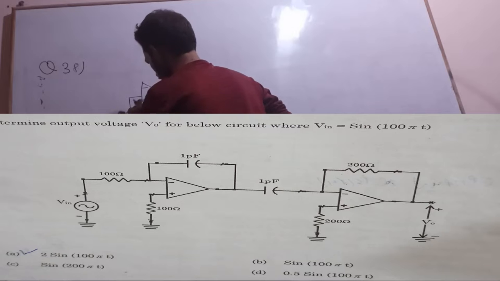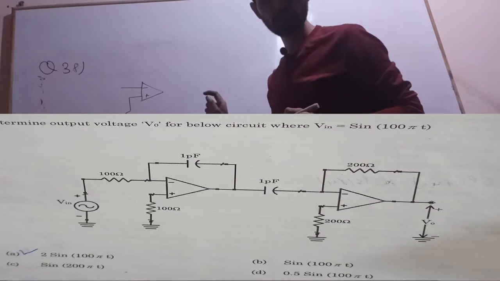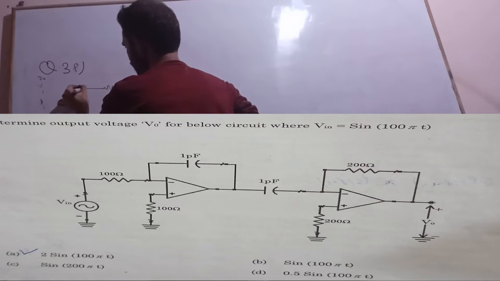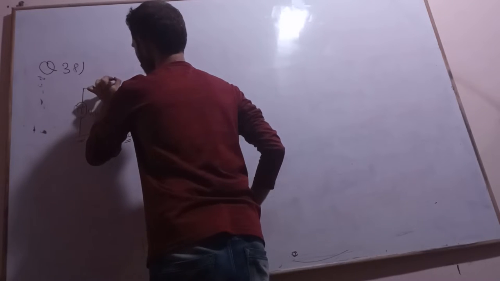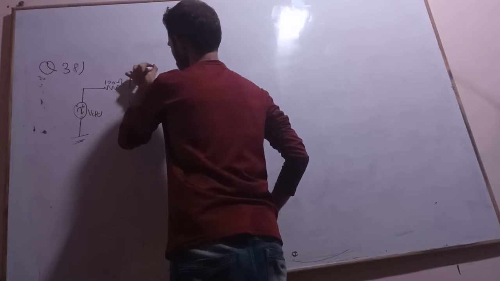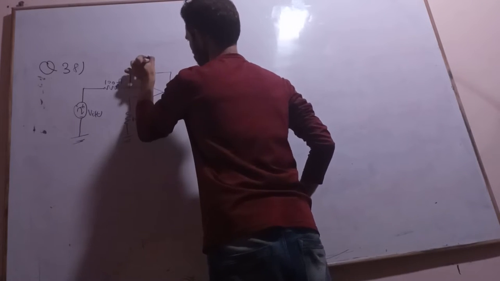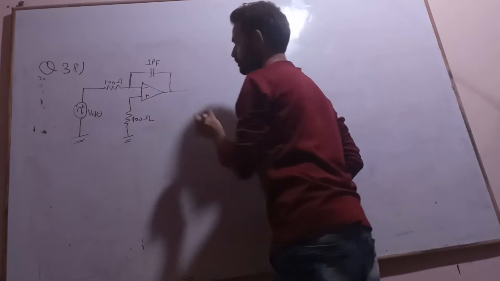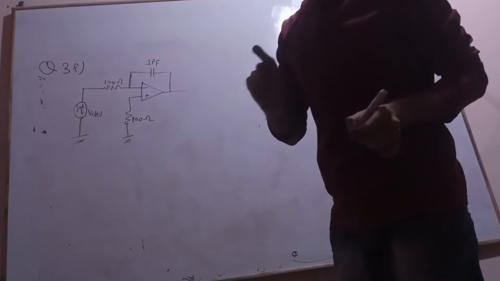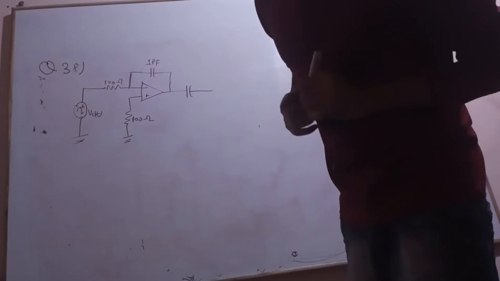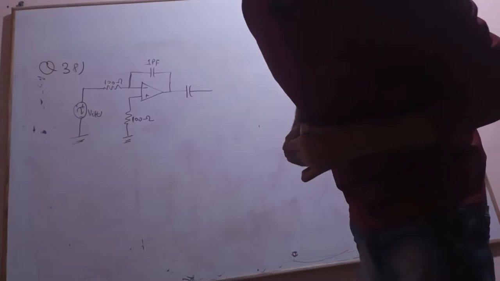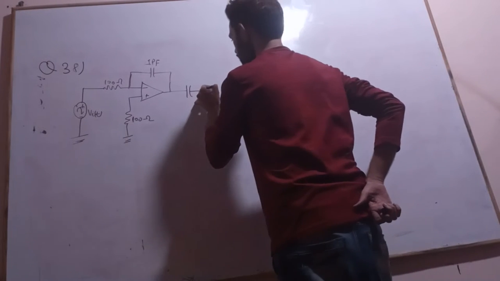This is the resistor at the non-inverting terminal, 100 ohm, and at the negative terminal the resistance is also 100 ohm. This is my input voltage, Vi of t. This is 100 ohm and this is my capacitor, of 1 picofarad. This is followed by the differentiator. This capacitor is again 1 picofarad and the resistance is 200 ohm.